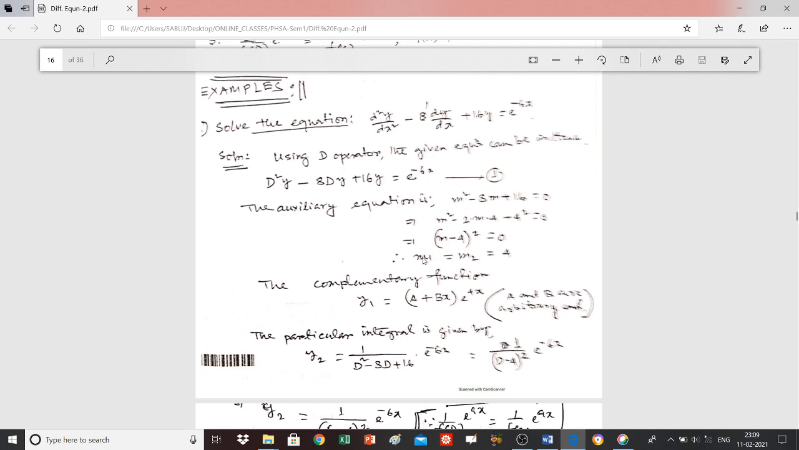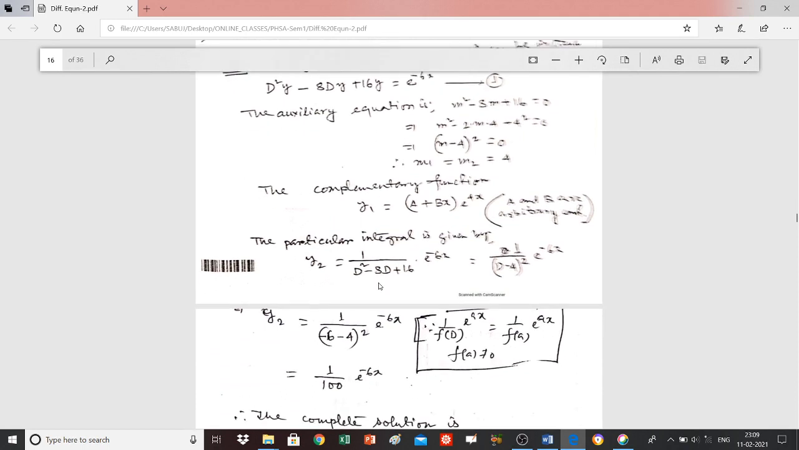And from here you can easily understand that m1 is equal to m2 is equal to 4. So in that case, the complementary function y1 will be, if m1 and m2 are equal, the solution will have the form (a + bx) e to the power 4x, where a, b are constants.